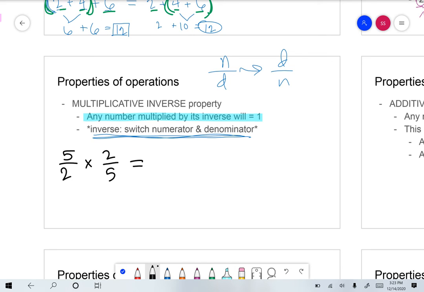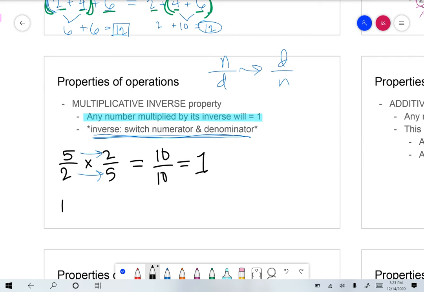To multiply fractions, think back to the beginning of the year, we would multiply going across, so 5 times 2, and then 2 times 5. So 5 times 2, we get 10. 2 times 5, we get 10. To simplify that fraction, 10 divided by 10, we would get 1. And if you don't believe me yet, let's try another one.